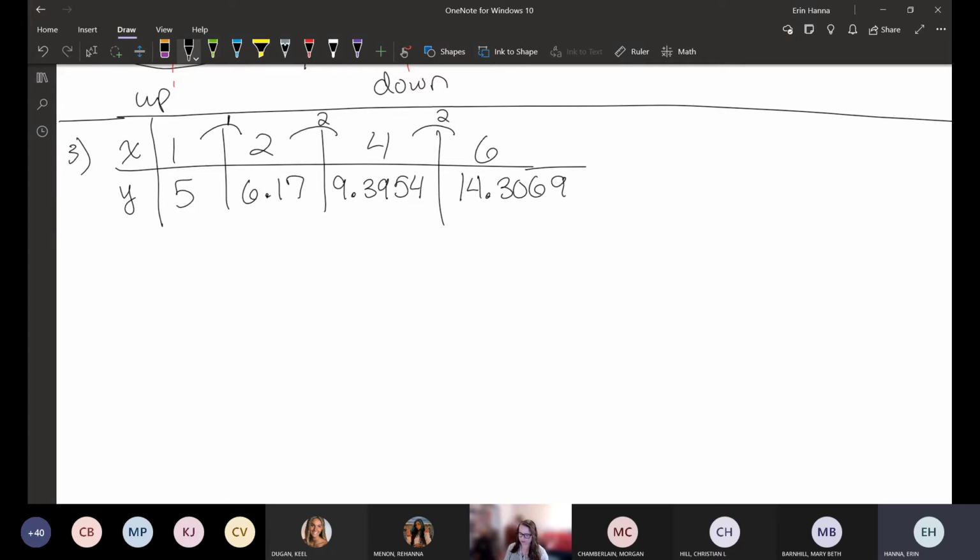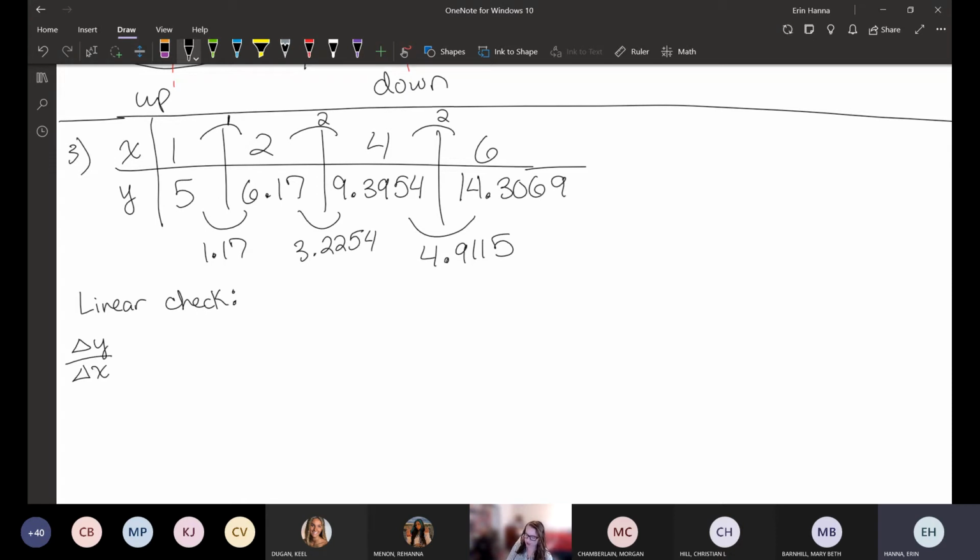And then if we look at what our y's are doing, you might be able to guess that it's not going to do anything of note. And remember with the linear check, you technically need to look at the change in y over change in x's. So we'd be comparing 1.17 divided by 1 versus 3.2254 divided by 2 versus 4.9115 over 2.